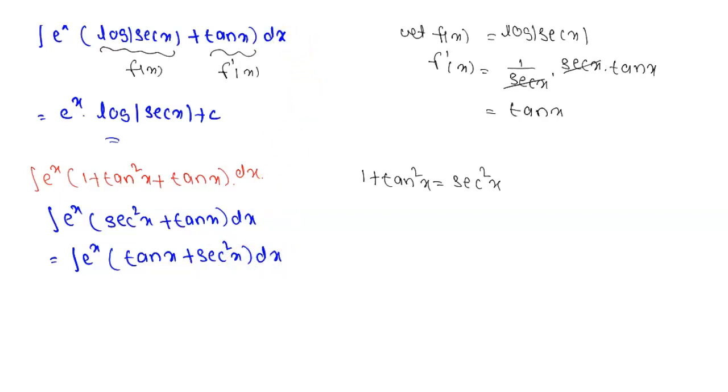So here if you take this function as f of x, f dash of x is secant square x only. So by the formula, e power x into f of x plus f dash of x, the result is e power x into f of x. That is nothing but e power x into tan x plus c, by the above formula only. Okay? Right. Now go for the next question.